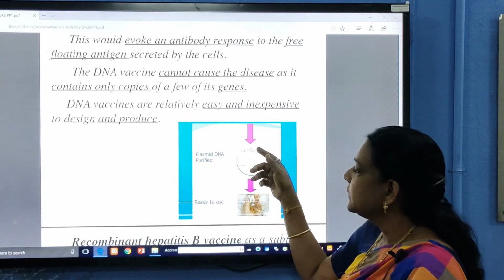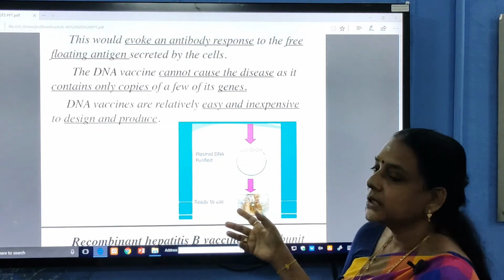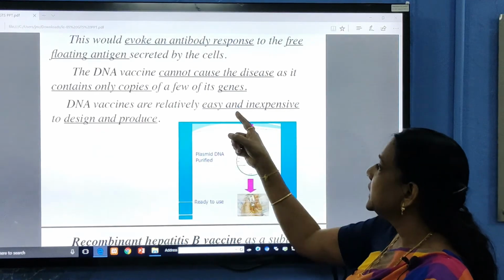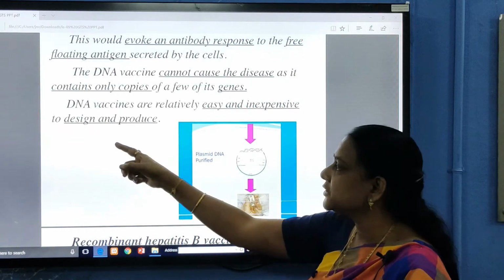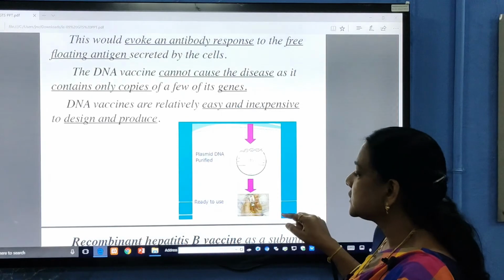Okay, so here everything is produced. Now this is ready for use. Now the DNA vaccines, we expect them to be easy and inexpensive. It is easy and inexpensive to design and produce.